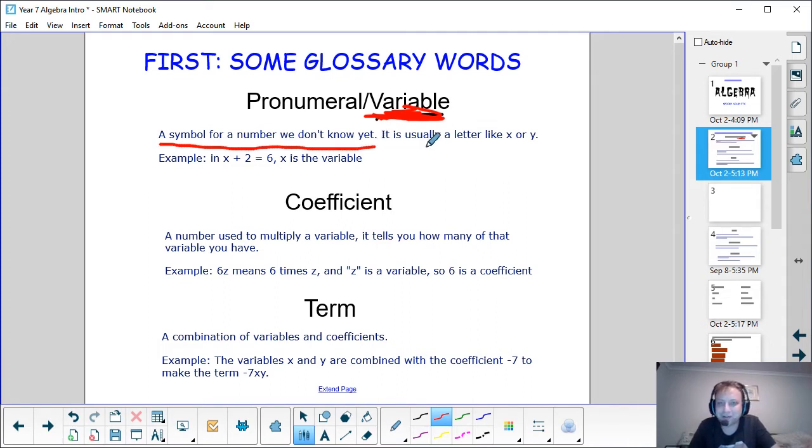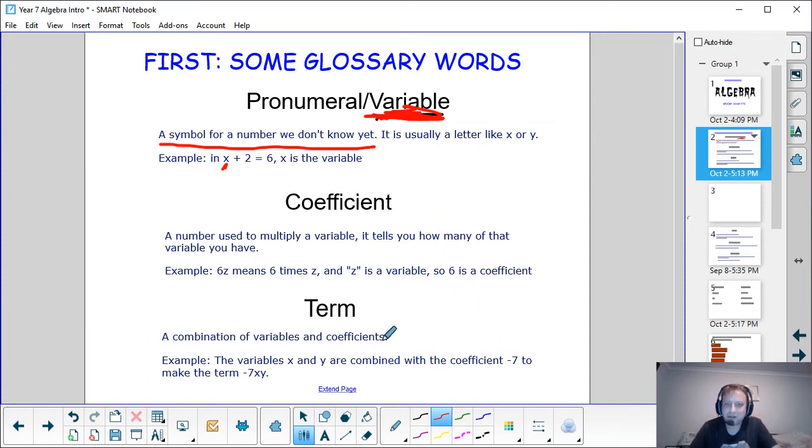It's a placeholder, right? As soon as we know what the number is, we'll turn the letter into that number, but in this case, I don't know what number I can go plus 2 and get 6. I don't know that answer. It's too complicated, right? So I call it letter X. We use letters like A, B, C, X, or Y as variables because we don't know what number should go there. All right, that's our variable.